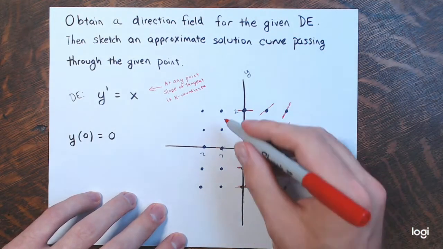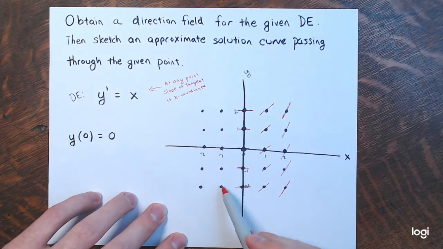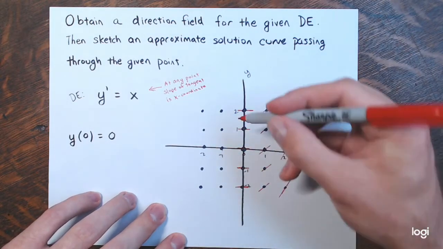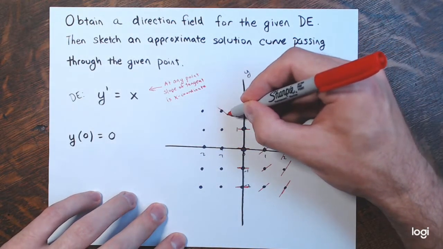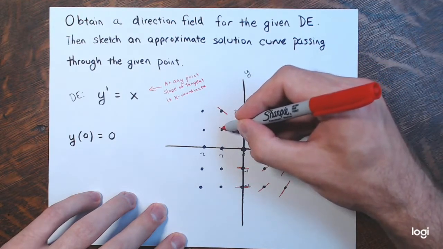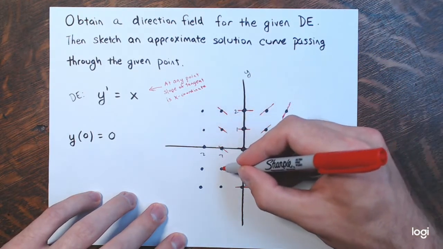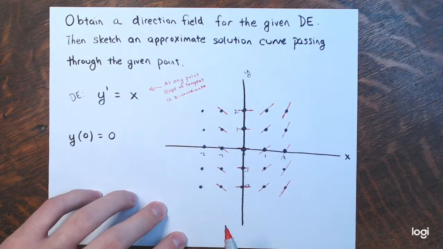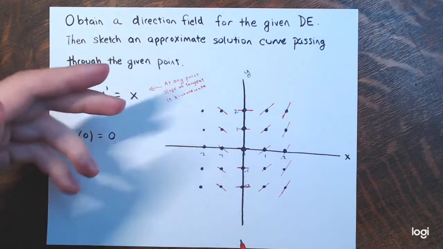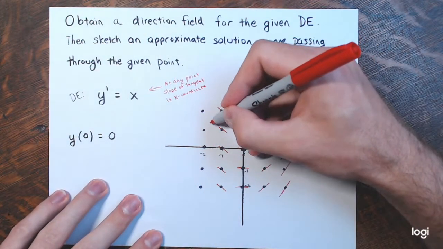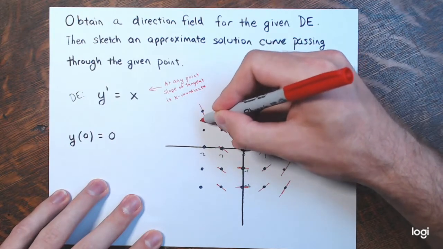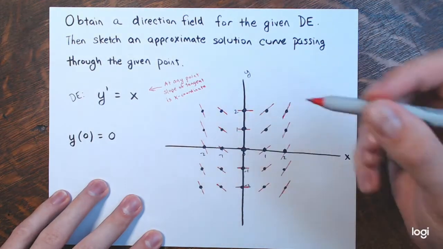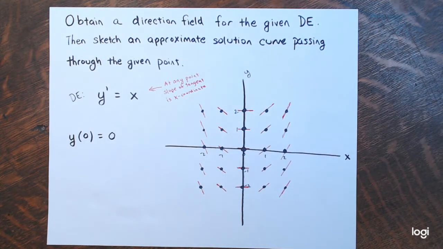And the same thing over here. All these points have x-coordinates of -1, so y prime would be -1 at any of these points. So I put in little pieces of lines with a slope of -1. And then for all these points, if a solution passes through any of them, the slope of the tangent line would be -2, so I put in little segments with a slope of -2. But you see how tedious this can be, right?